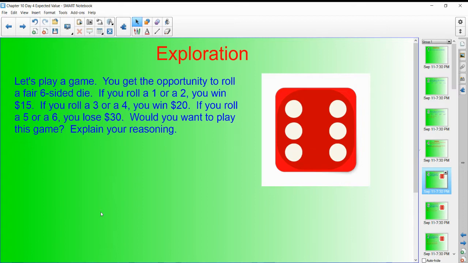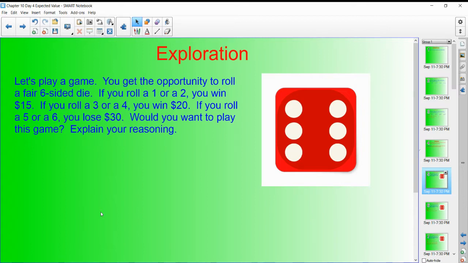You get the opportunity to roll a fair 6-sided die. And here's how the game works. If you roll a 1 or a 2, you win $15. If you roll a 3 or a 4, you win $20. And if you roll a 5 or a 6, you lose $30. Do you want to play this game?